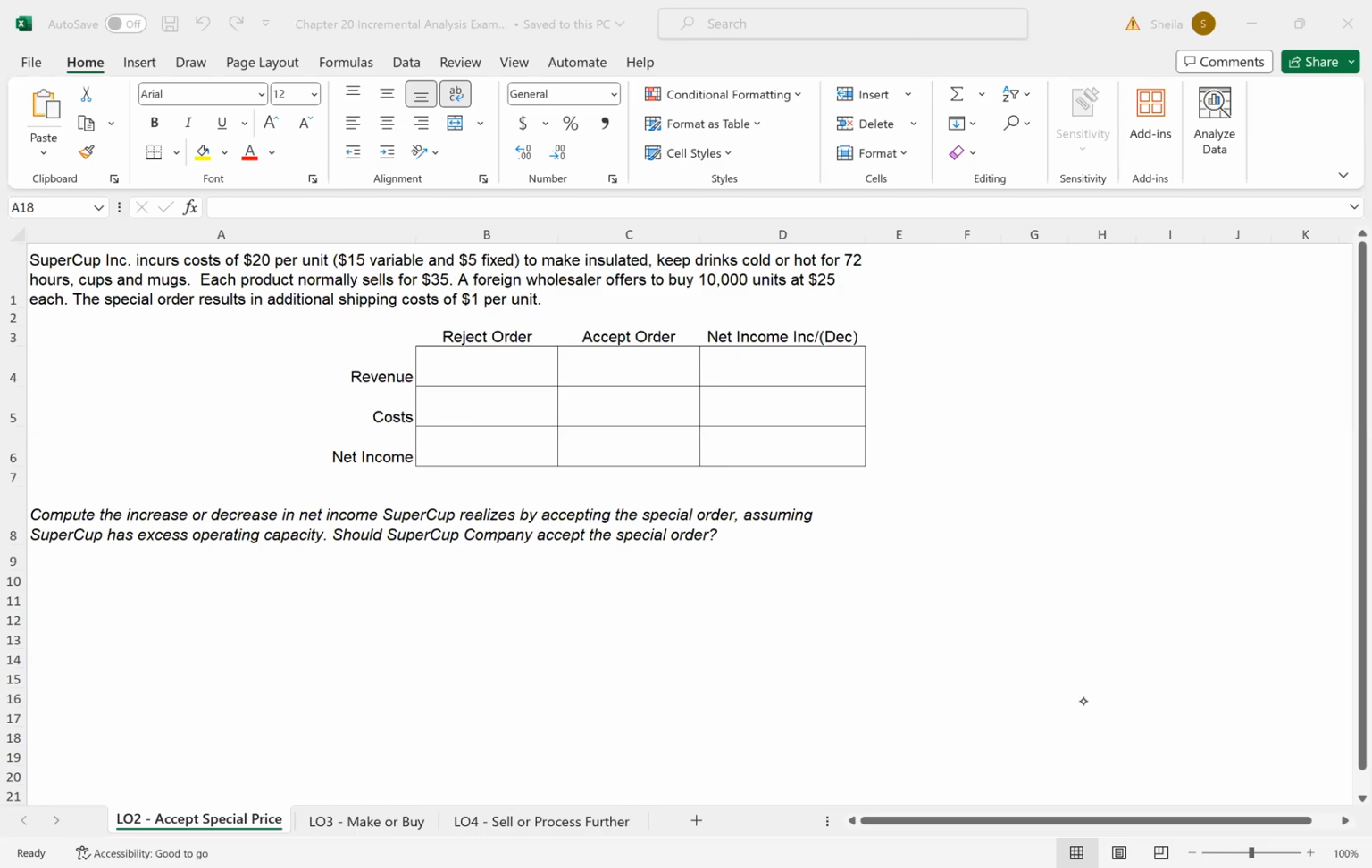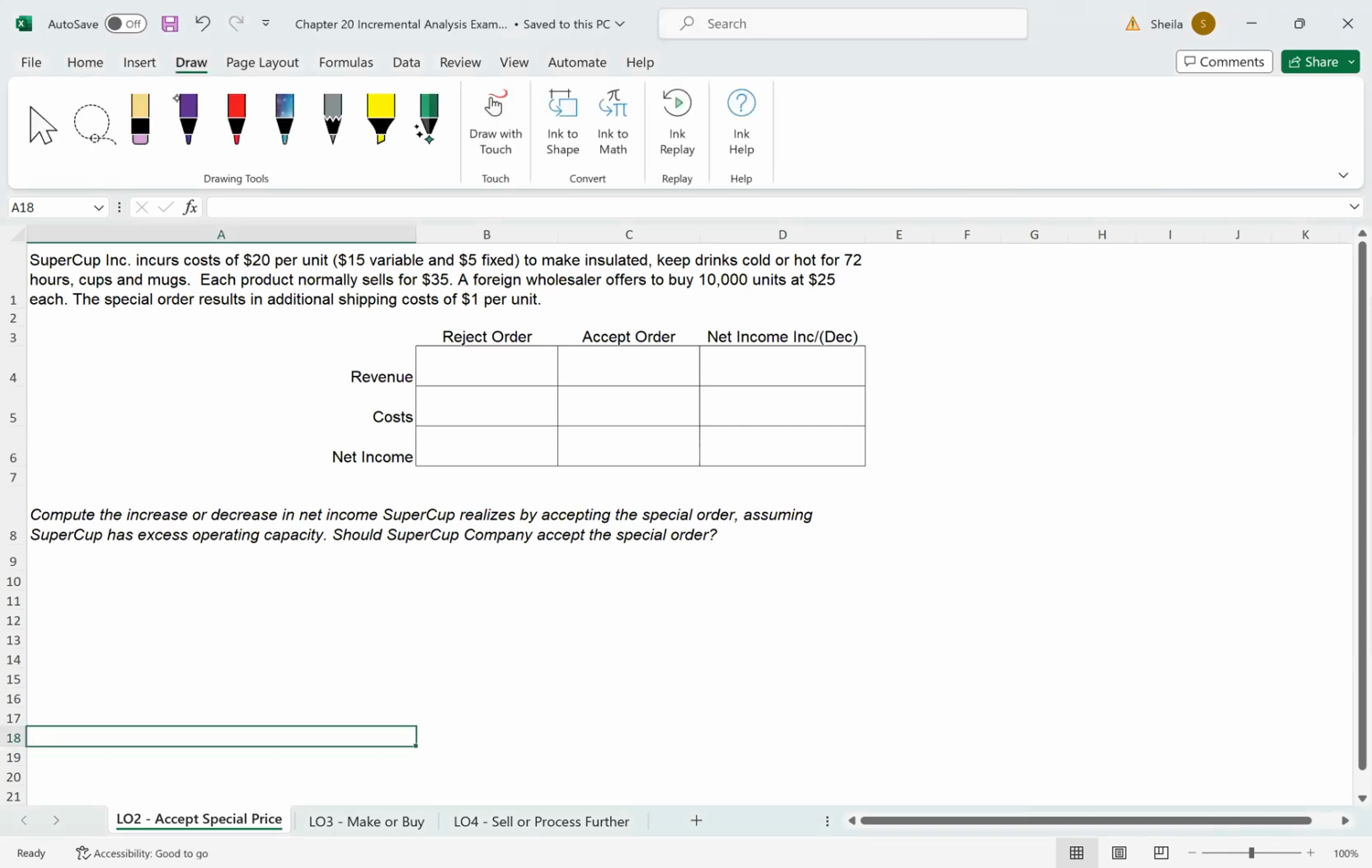So our first example of incremental analysis is an accept or reject order decision. So in this order decision, again, we go back to our CVP concepts, making sure that we keep in mind that we're looking at the incremental revenues and costs across alternatives. Now, across these alternatives, we're going to look at some cups that cost us $20 per unit to make. What's relevant is the $15 of variable cost.